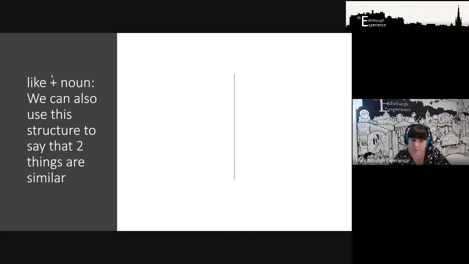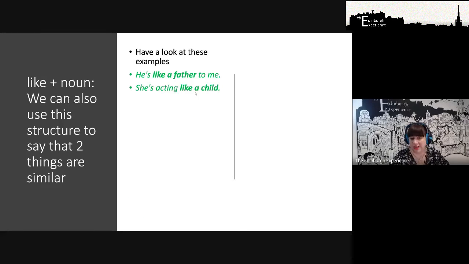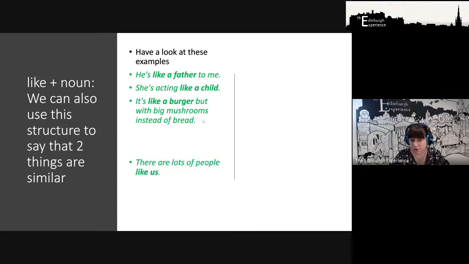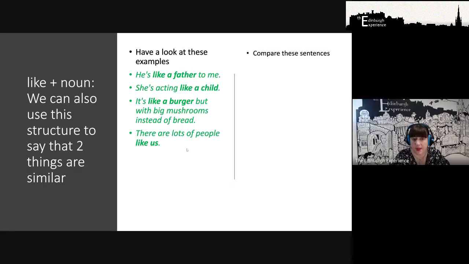Okay, so that's the way that we use as for making comparisons, and we also use like for making comparisons. So we use like with a noun to say that two things are very similar. Yeah, so for example, okay, he's like a father to me. She's acting like a child. It's like a burger, but with mushrooms. Or there are lots of people like us. Yeah. So I'm also using like to compare here.